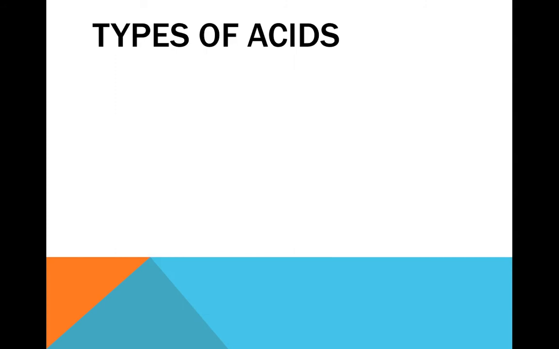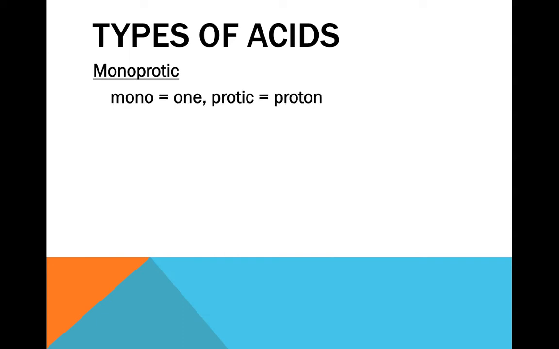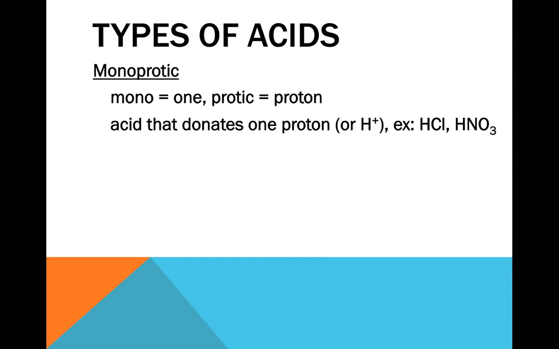Another small thing is that there are different types of acids. We said that they give away protons or hydrogen ions. If an acid is monoprotic, mono means one and protic means proton, so it will give away one proton. An acid that donates one proton or one hydrogen ion is monoprotic. For example, HCl and HNO3 only have one hydrogen to give away in both cases.